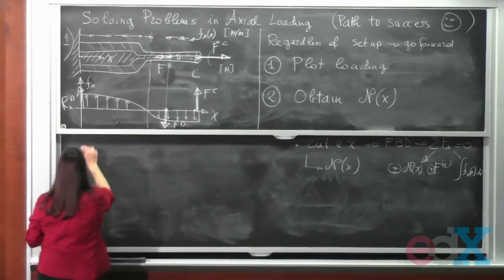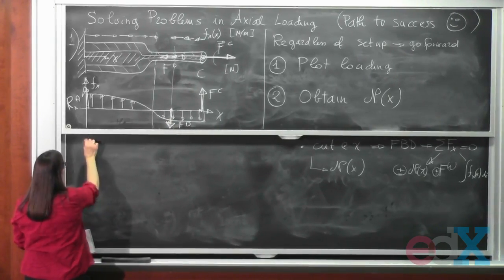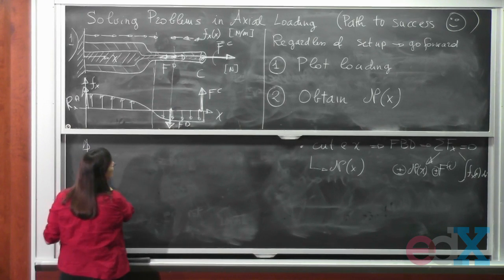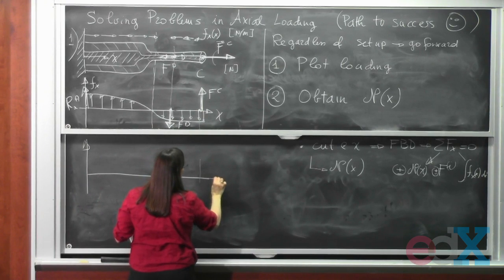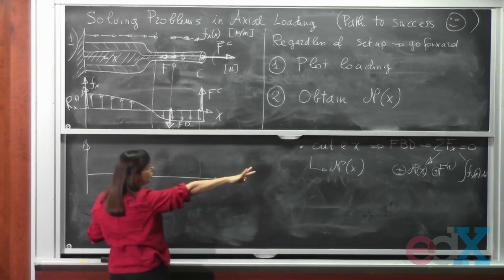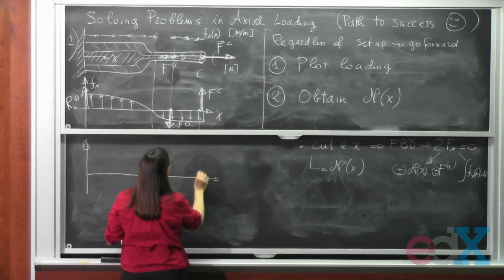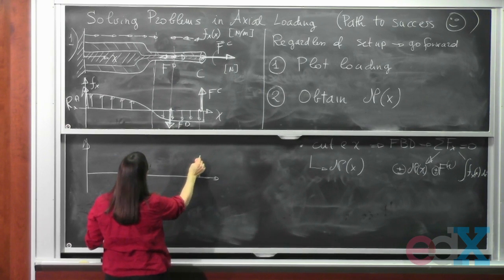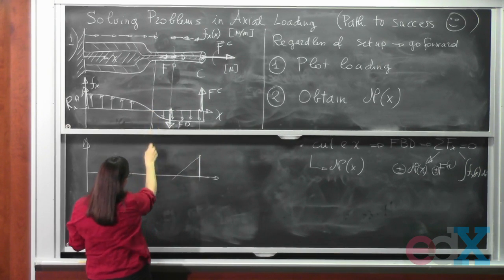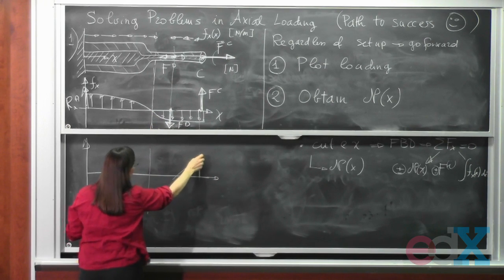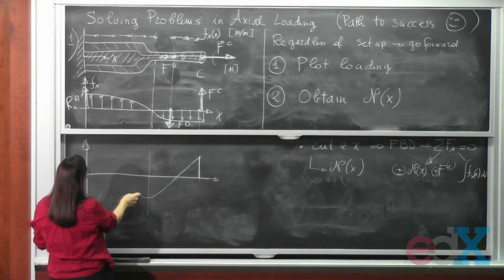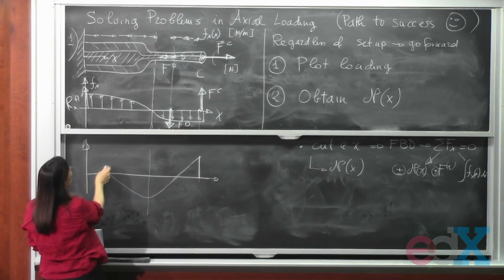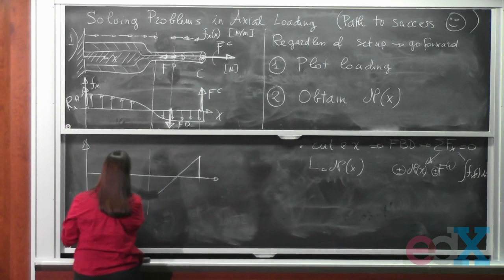So for something like this, my N of x is going to look like that. I'm going to draw it and then tell you what tricks I'm using to draw it without even doing that thing. So this is going to go like that. Then it's going to go like this. I'm going to come down with this line here. It's going to do like this. This is going to be flat. It's going to come up a bit. And it's going to do, oh, there is a concentrated load here. Forgot that.